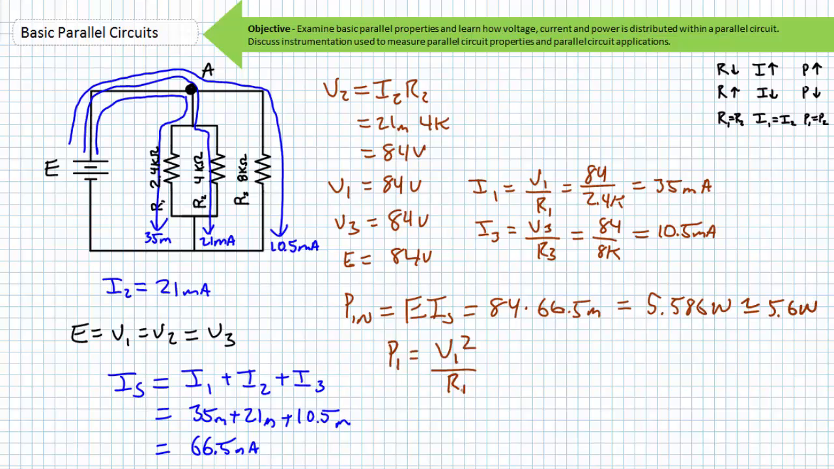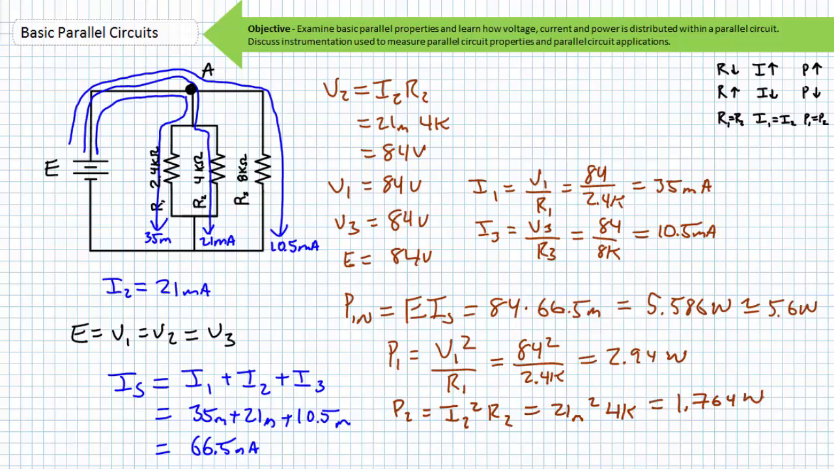The power dissipated by resistor 1 is the voltage across it squared divided by its resistance. 84 volts squared divided by 2.4 kilo ohms yields 2.94 watts. The power dissipated by the second resistor is the current through it squared times its resistance. 21 milliamperes squared times 4 kilo ohms yields 1.764 watts. Making use of the fact that power input always equals power output, it can be stated that power in equals P1 plus P2 plus P3. And having solved for P input, P1, and P2, we can solve for P3 to be 882 milliwatts, or 0.882 watts.